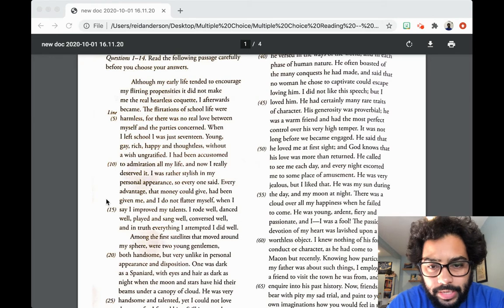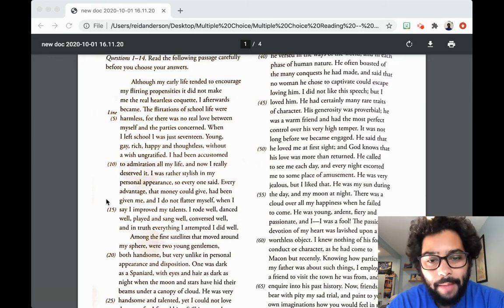He was my sun during the day, moon at night. There was a cloud over all my happiness when he failed to come. He was young, ardent, fiery, passionate, and I was a fool. The passionate devotion of my heart was lavished upon a worthless object. I knew nothing of his former conduct or character, as he had come to Macon but recently.